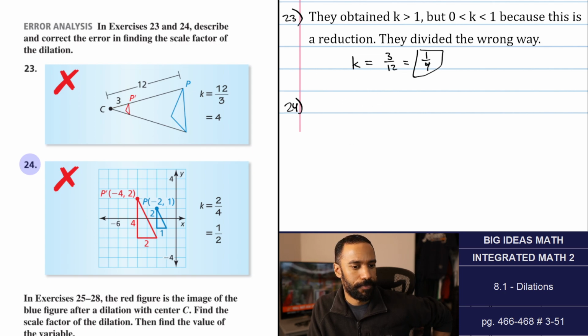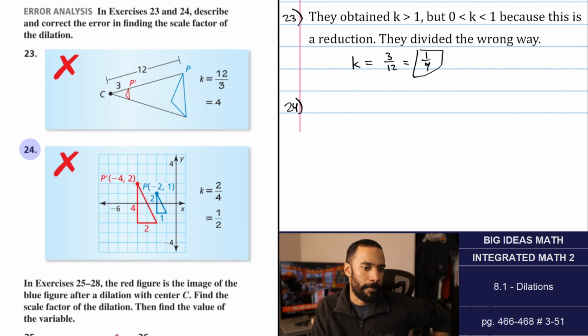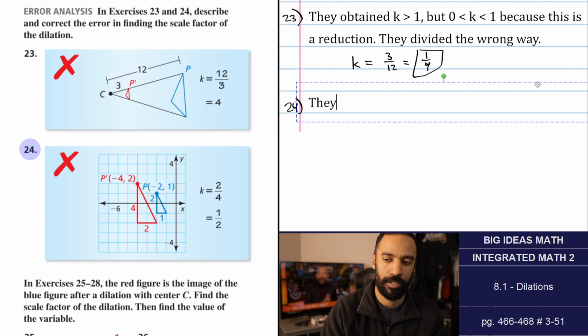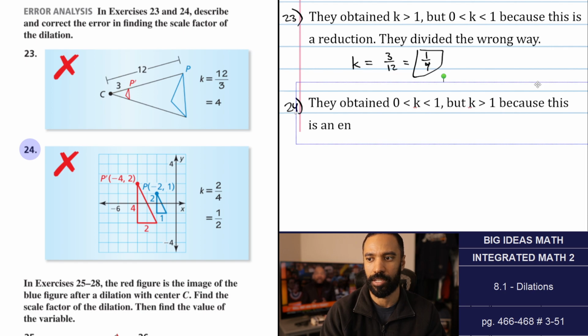Number 24. It's just the opposite effect here. Now, what you can tell here is you go from 1 to 2, from -2 to -4, and from 1 to 2 there. Everything's clearly being doubled. So once again, it's the opposite effect. They obtained a K value, but K is greater than 1. It's just the opposite of what I say here, because this is an enlargement. Once again, they divided the wrong way.